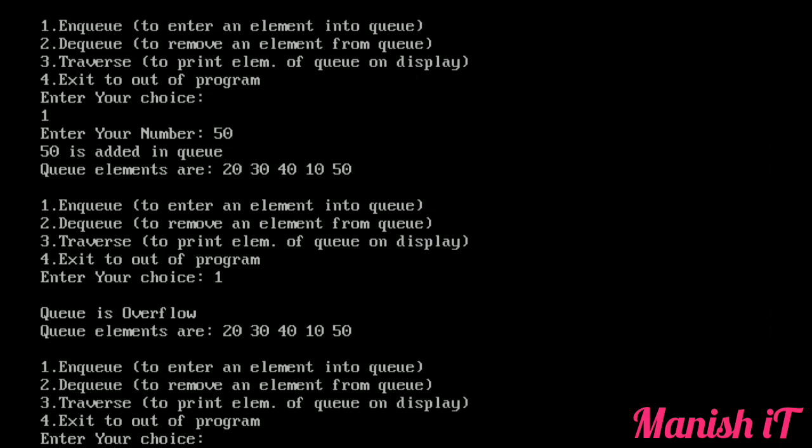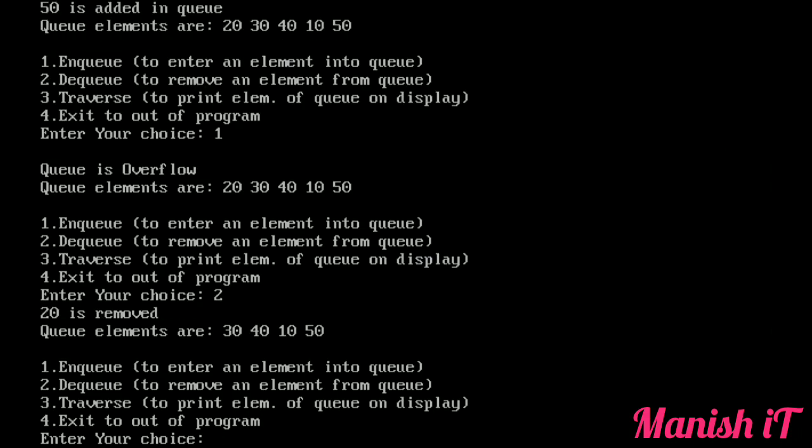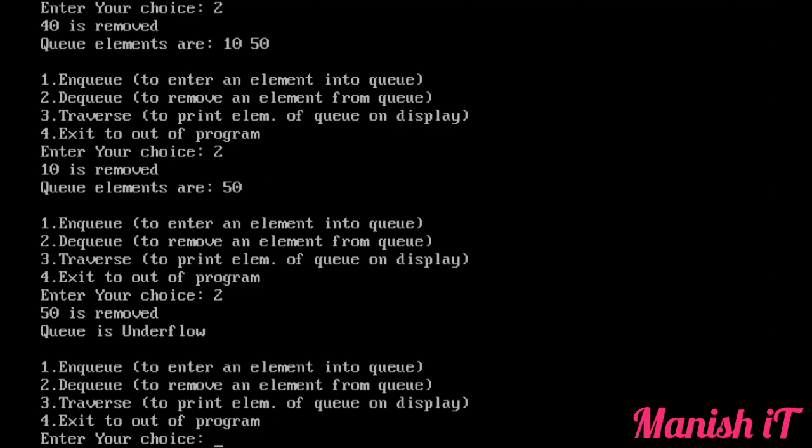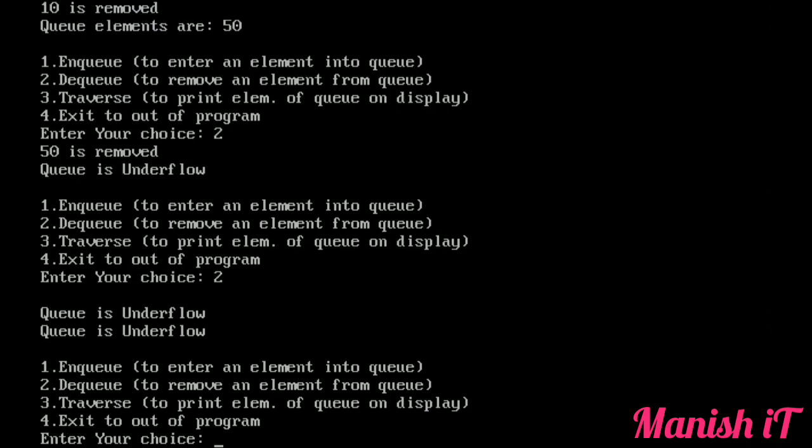Now I want to perform the dequeue operation. So 2, dequeue is called, and 20 is removed. Once again dequeue is called, and 30 is removed. Once again dequeue is called, and 40 is removed. Once again dequeue is called, then 10 is removed. Once again dequeue is called, 50 is removed. Once again if you call the dequeue function, see what happened. Here it is written that the queue is underflow.